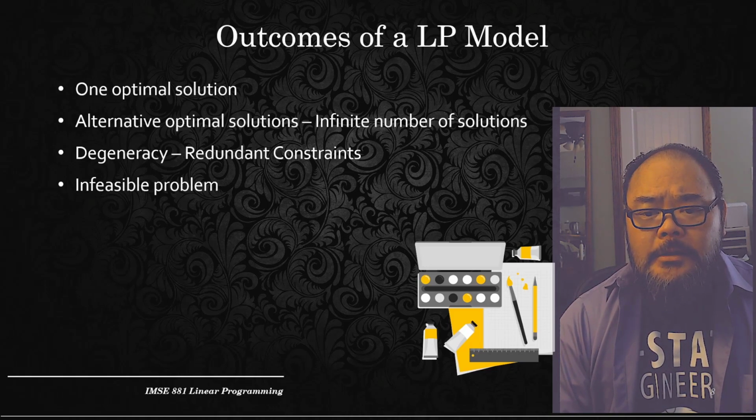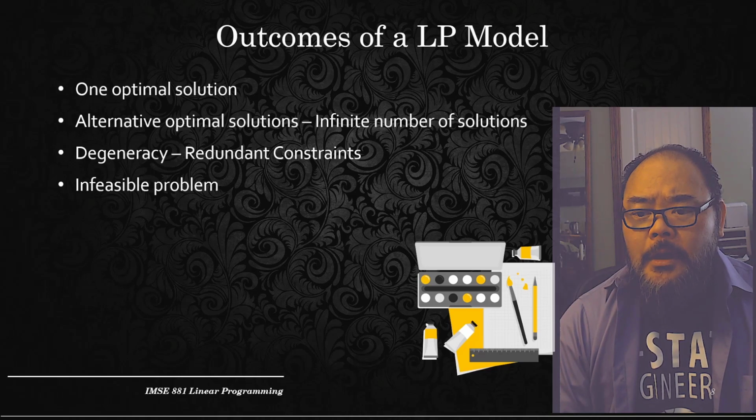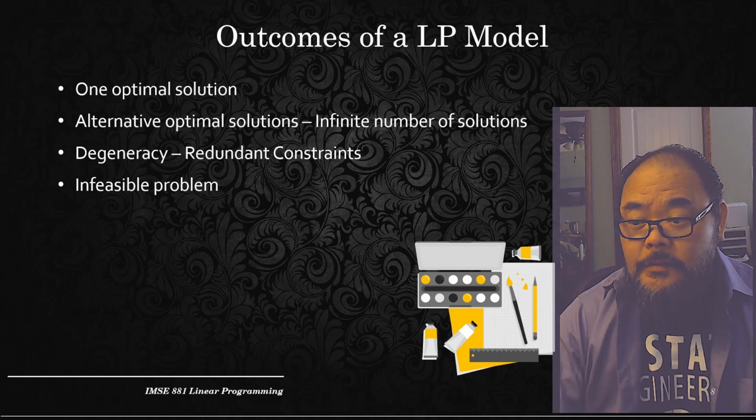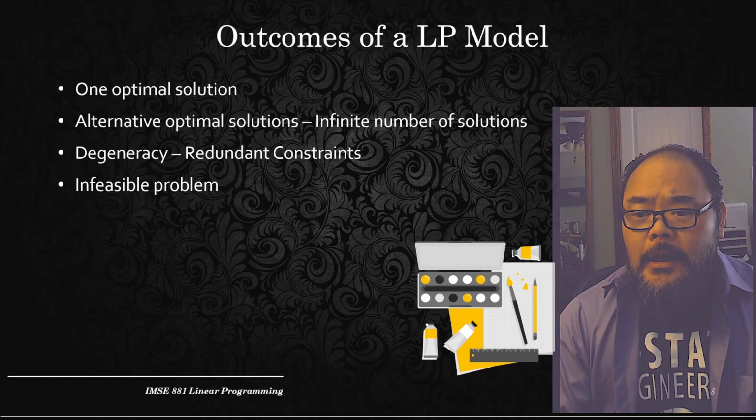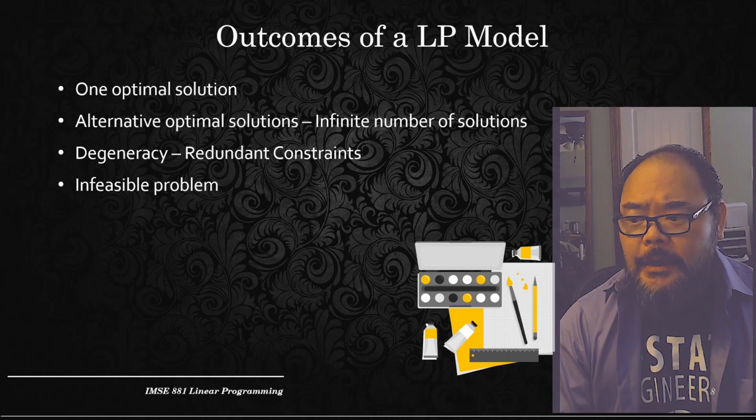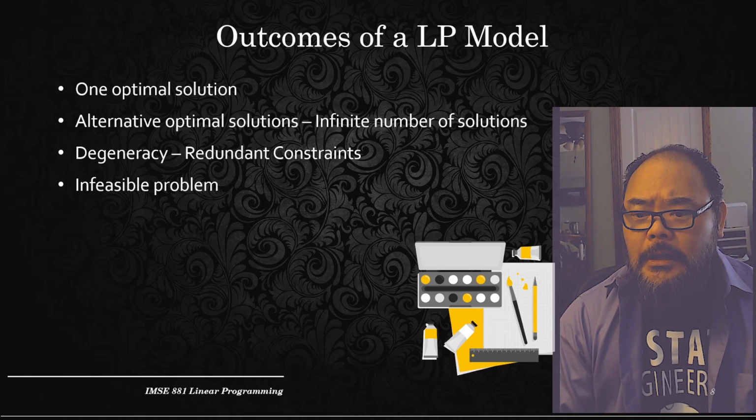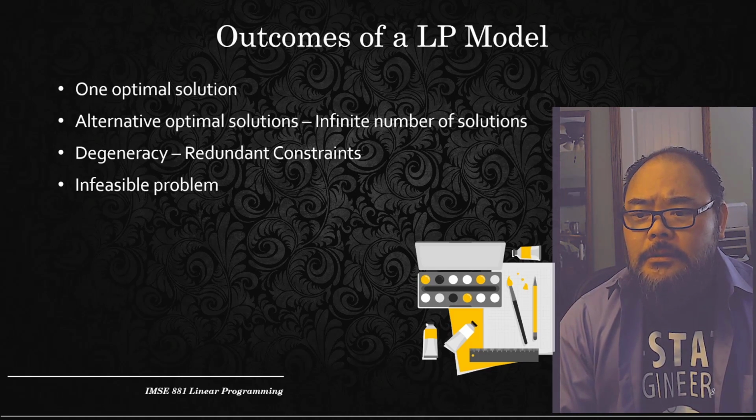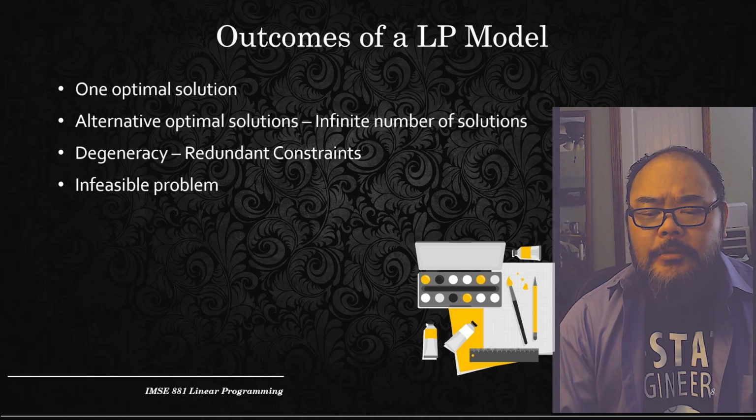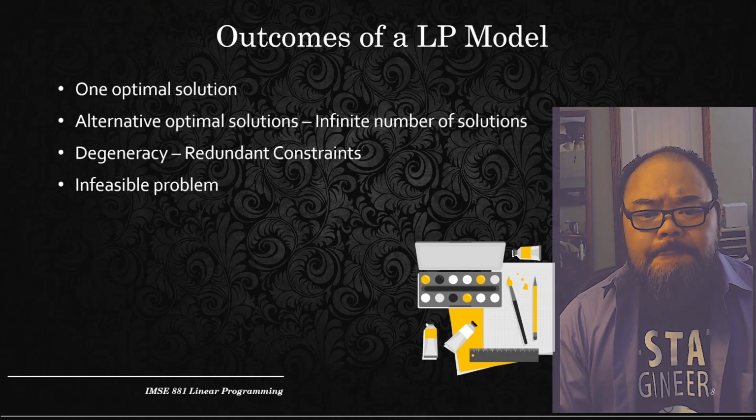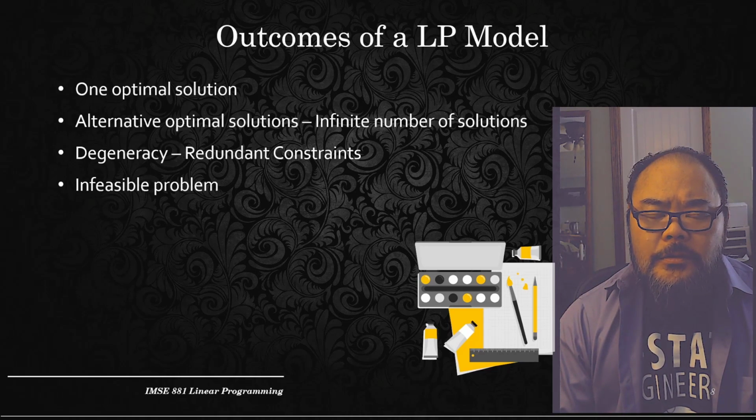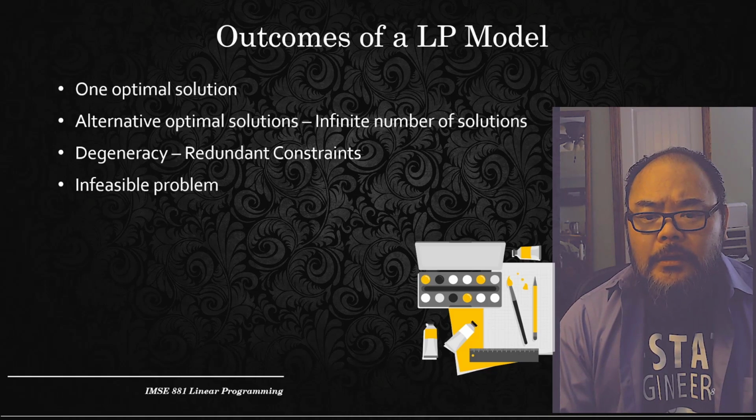Second is alternative optimal solutions, which means an infinite number of solutions exist. Usually this happens in between two adjacent extreme points, and every point between these two adjacent extreme points is also an optimal solution. In this case, we call it an infinite number of solutions. The third possible outcome of the problem is so-called degeneracy, which usually results from a linear programming model having a redundant constraint.